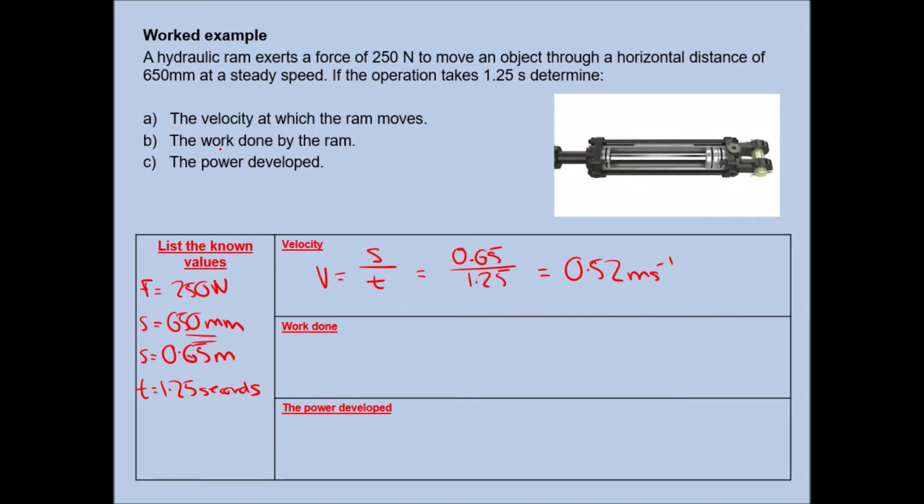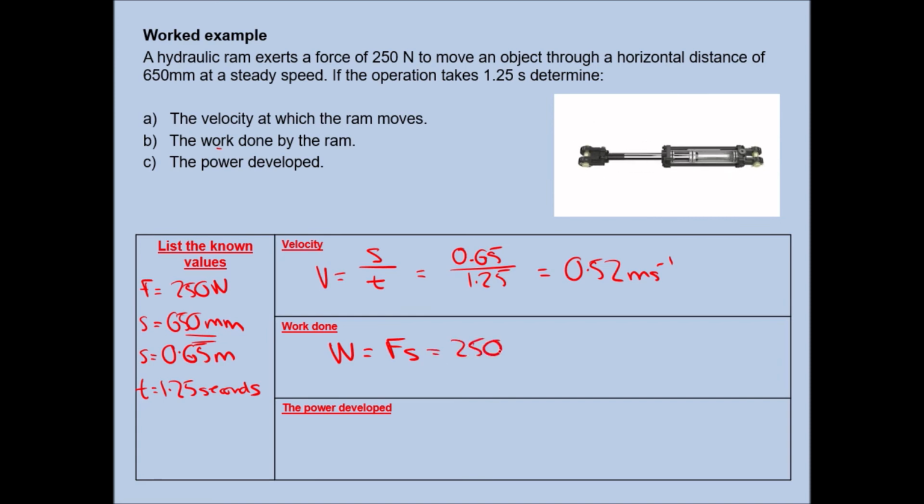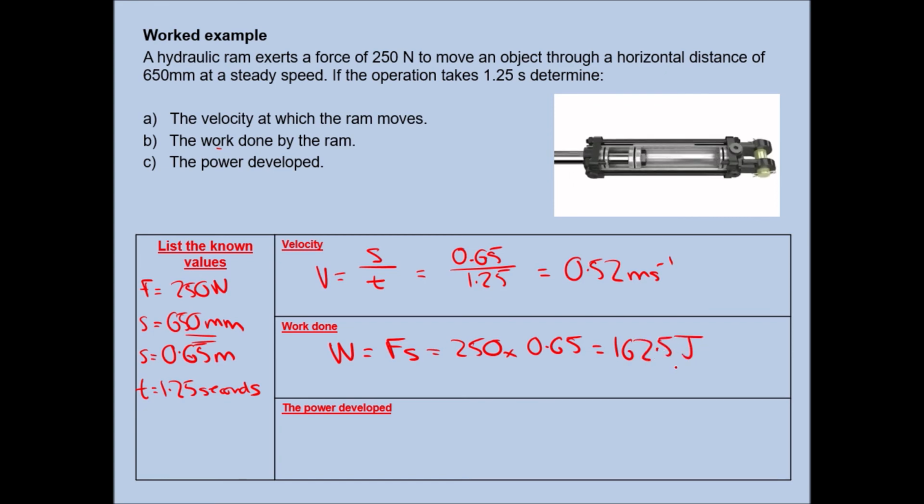Okay, now to find out the work done, we don't actually need this velocity, but we can use that a bit later when we're talking about power developed. So let's go for work done there. We'll do work is equal to force times distance. So we've got force is 250 times 0.65. Again, stick that in your calculator. And we should get an answer of 162.5 joules.